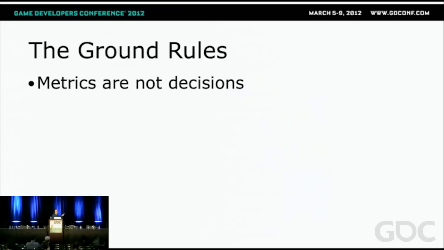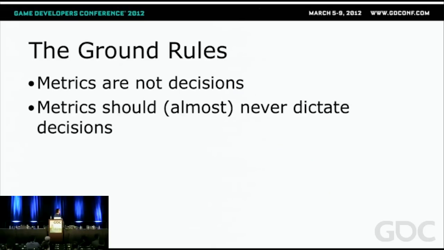So metrics are not decisions. And I'll be coming back to that as we go through this. Also, metrics should almost never dictate decisions. I say almost because every once in a while metrics show you something that's just clear and it's busted and you need to fix it, right? Like there are metrics for server downtime. If the server's down too much, clearly fix the servers. I mean, sometimes they don't dictate the complete solution, but they're pretty clear about what's going wrong. But that's really rare.